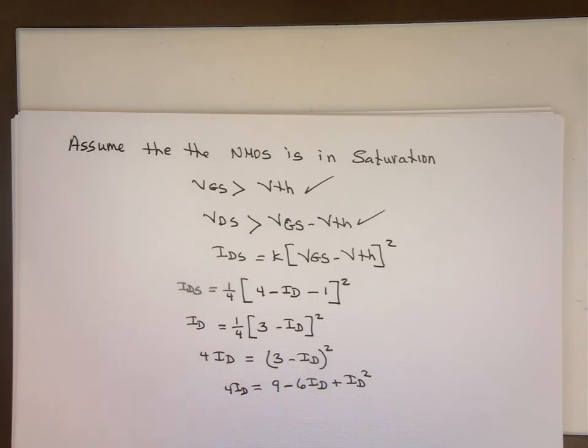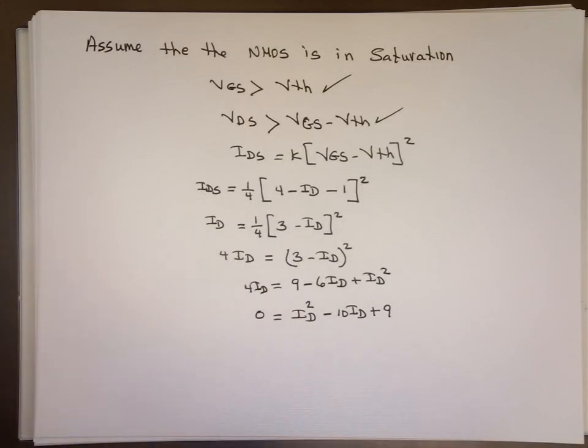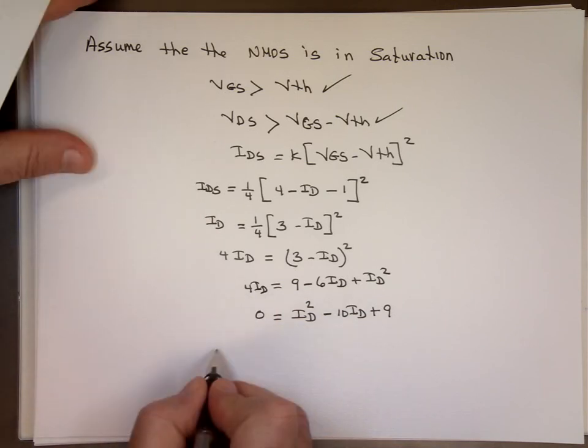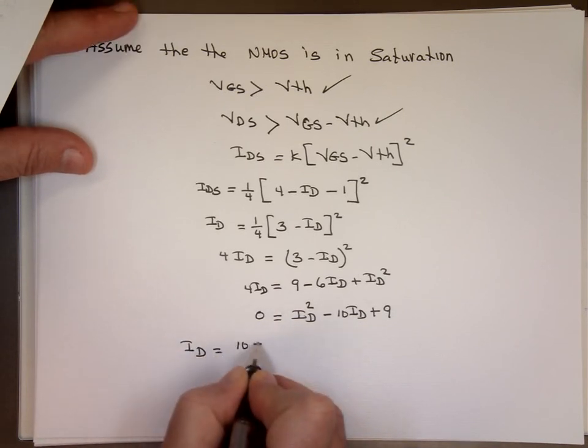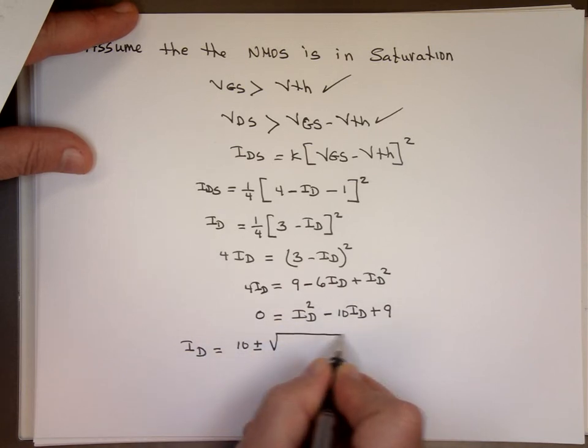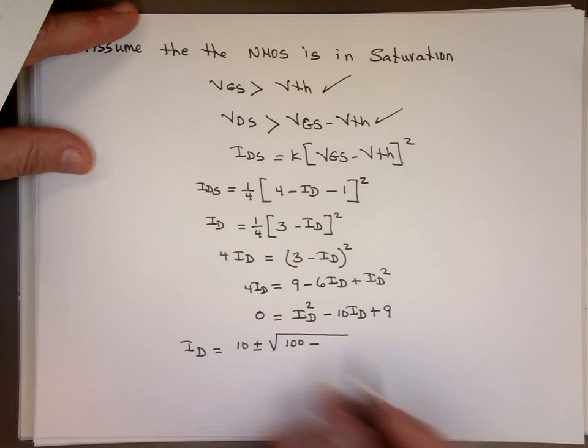Move the 4 I sub D there, it becomes 0 equals I sub D squared minus 6 and 4, that's 10 I sub D plus the 9. And now I can solve that for I sub D. Two equations by two unknowns. My I sub D is going to equal minus B, which is 10, plus or minus the square root of B squared, negative 10 squared, that's 100, minus 4 times 1 times 9, quadratic formula there. 4 times 9 is 36, divided by 2A, 2 times 1.